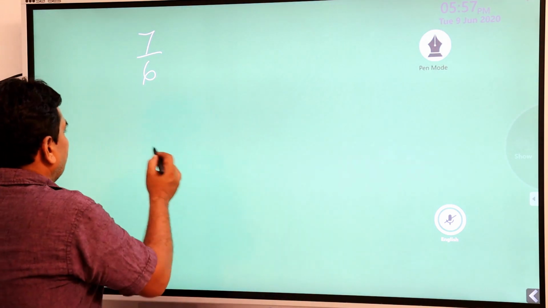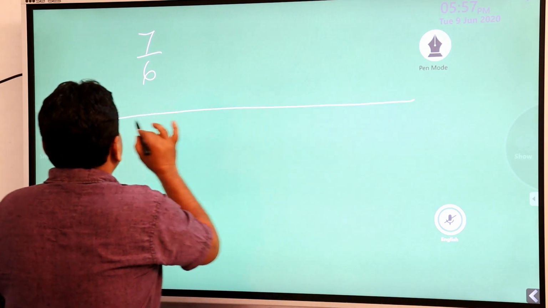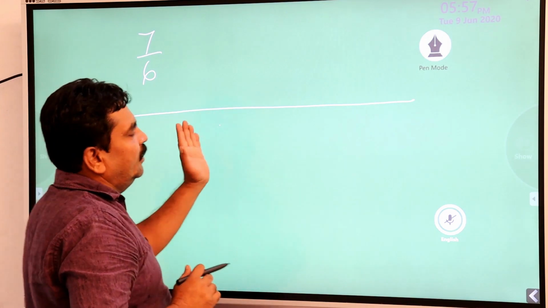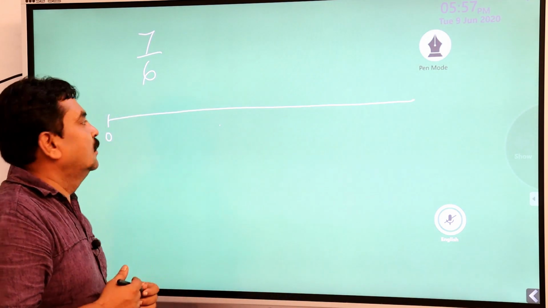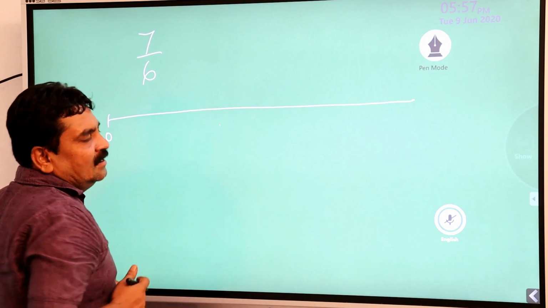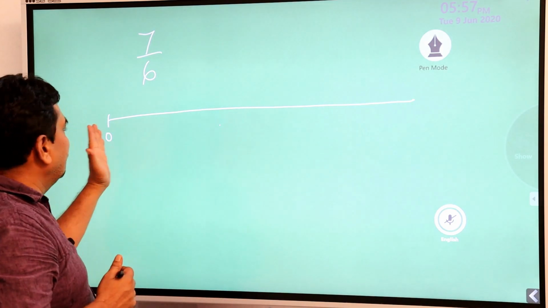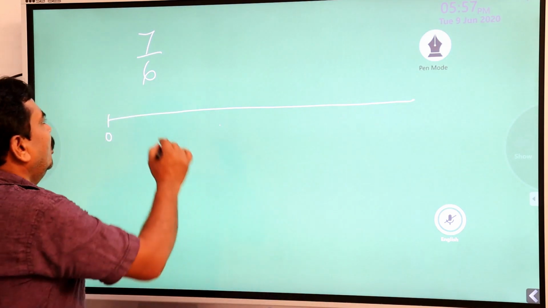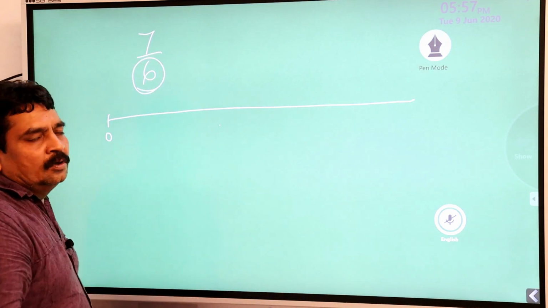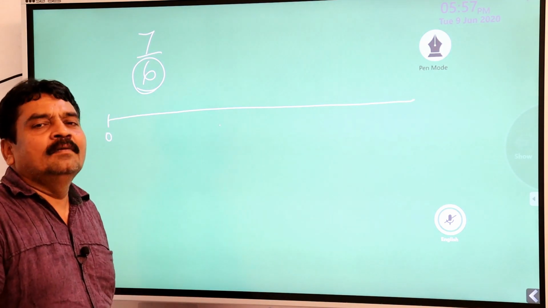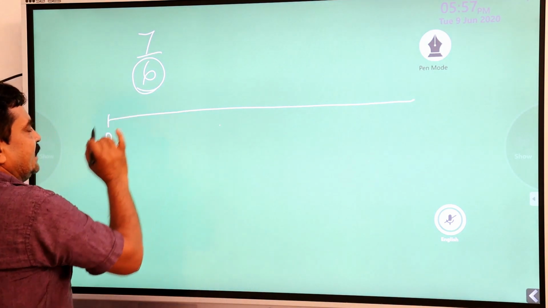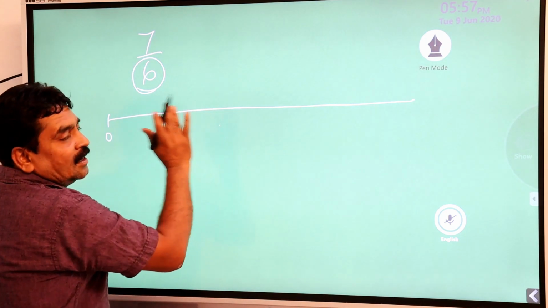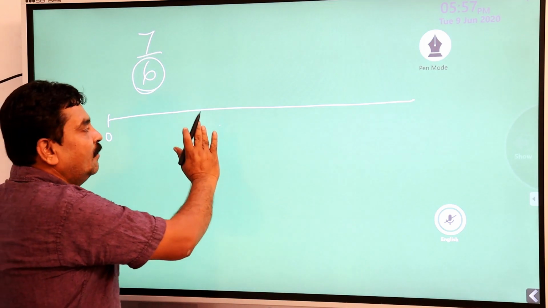6. Example, I'll take a number line. This is 0. 1 you have to write down. After 1 you are going to write down 2. But what is the gap between 0 and 1, and between 1 and 2? That absolutely depends on the value given in the denominator of the fraction. So here you have 6. So you make 6 partitions between 0 and the consecutive number 1, and again from 1 to 2.